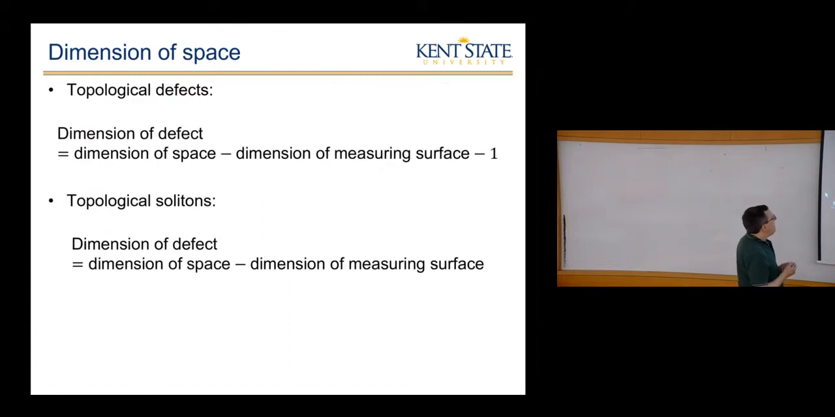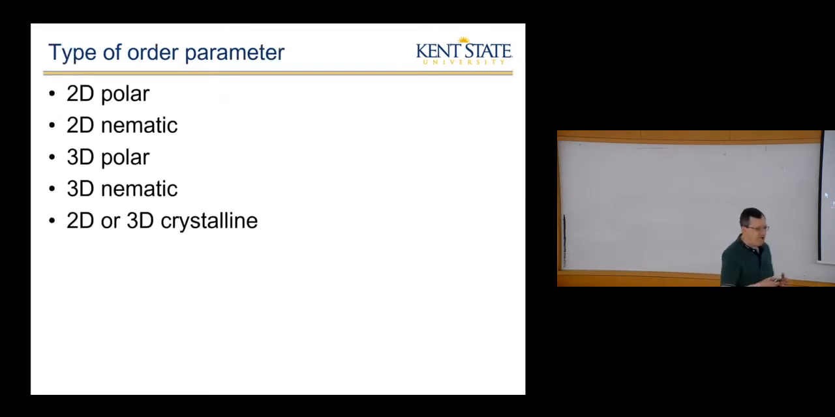Okay, so in general, the relationship for topological defects is going to be that the dimension of the defect, that is, whether it is a point or a line, is the dimension of space minus the dimension of the measuring surface, which is one, and then minus another one, because the measuring surface is enclosing something. Okay? For a topological soliton, the dimension of the defect is the dimension of space minus the dimension of the measuring surface. Okay, so these things are coming out with different dimensionalities. That was my first generalization.